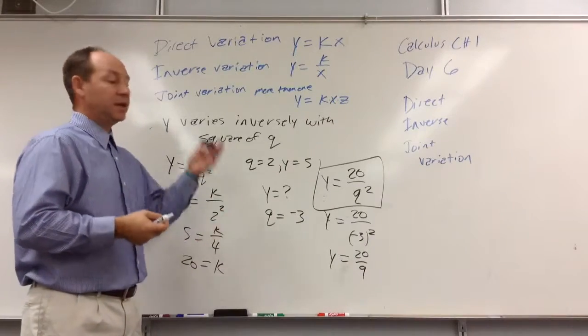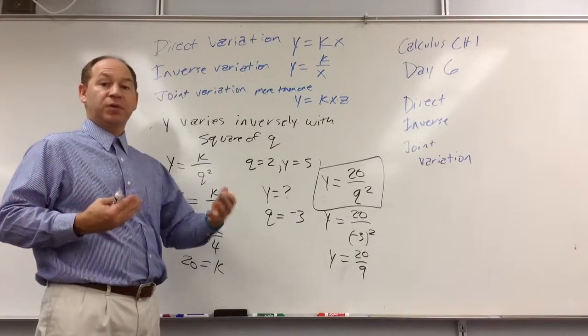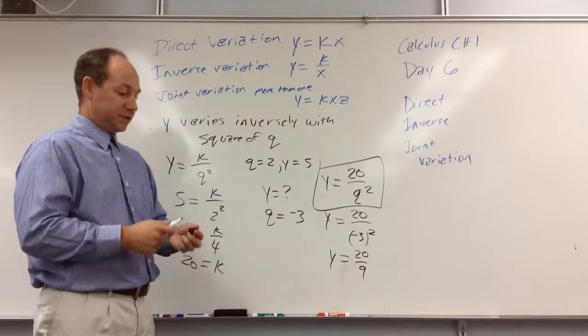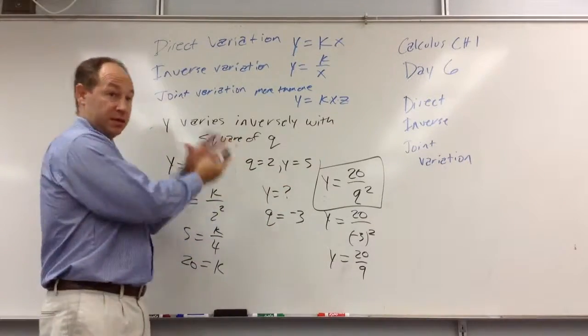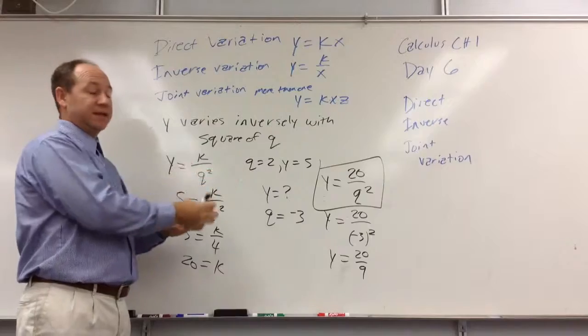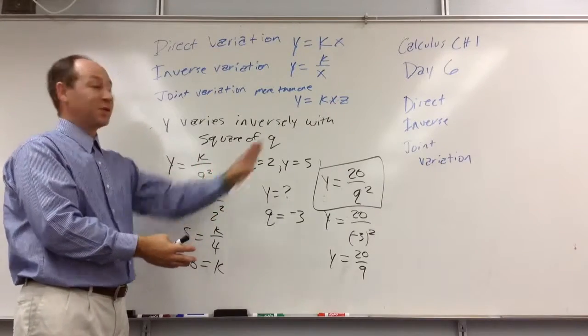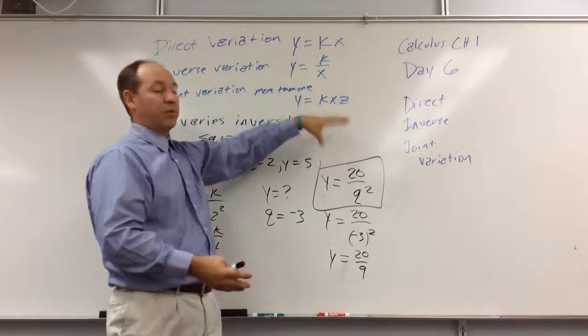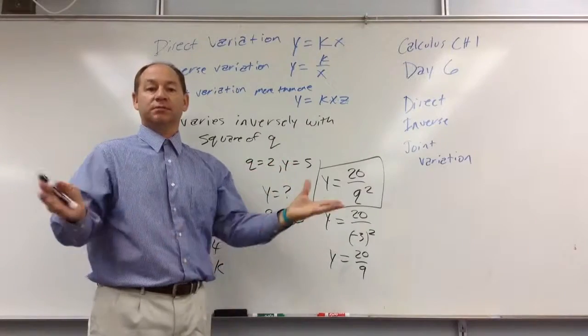I mean, varying jointly just means that they're going to have more than one variable. They'll tell you how it does that. To me, this is a nice, straightforward, easy concept. Just don't mess it up. We know we have some equation here. They'll give you a point, figure out what your k value is, plug it back in.